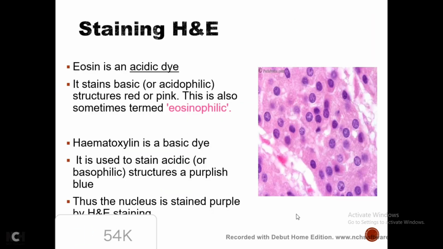So staining with H&E, eosin is used as an acidic dye, as you all know. It stains the basic or acidophilic structures red or pink, and this is also sometimes called eosinophilic. As you can see here, the pinkish stain is the cytoplasm. Hematoxylin is a basic dye, and it is used to stain acidic or basophilic structures, that is deoxyribonucleic acid or ribonucleic acid found within the nuclei. Since they are acidic, they stain the structure purplish blue, and that's why you see the nucleus to be purple blue or purplish in color. There's the nucleus stained purple by H&E staining.